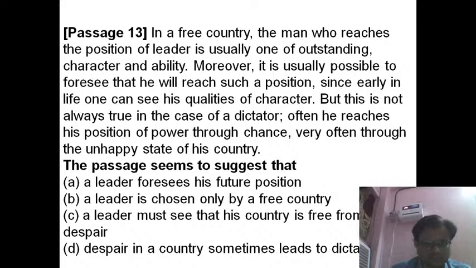Now the question we have to deal with here is: the passage seems to suggest that. So the question directly wants you to tell the theme of the passage. What is the theme? What is the gist according to you that you are required to tell us?